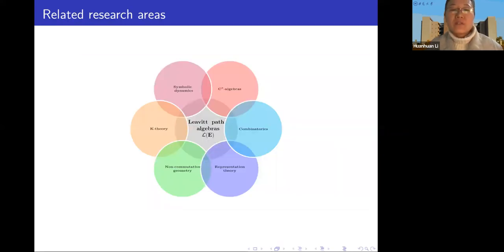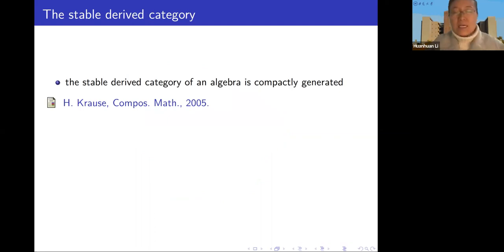After the introduction of Leavitt path algebras, there are many related research areas, for example combinatorics, algebras, symbolic dynamics, K-theory, non-commutative geometry and representation theory. And mathematicians working in triangulated categories also relate Leavitt path algebras with triangulated categories.